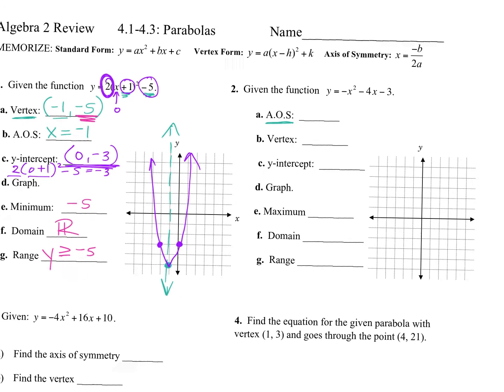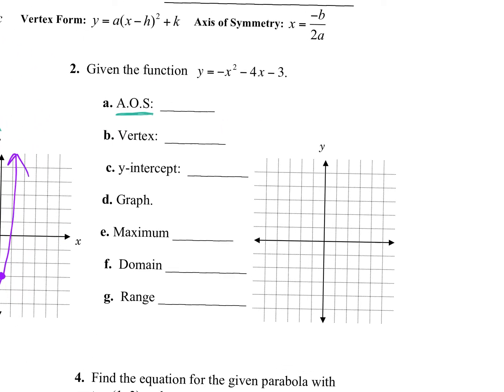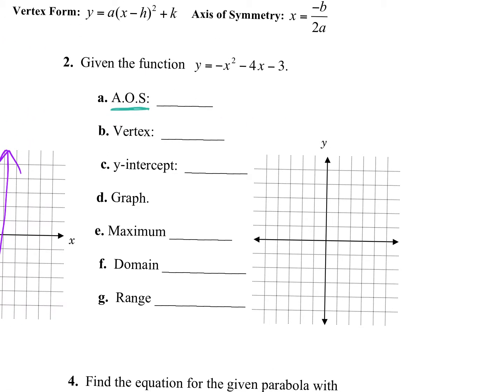All right, so this one says given the function y equals -x squared minus 4x minus 3, find the axis of symmetry. Before we even do that, can you tell me how this graph will open, up or down? It'll open down, because of that negative out in front, right? It's going to open down. So just always check that, because sometimes you plot things wrong and then it opens up and doesn't make sense.